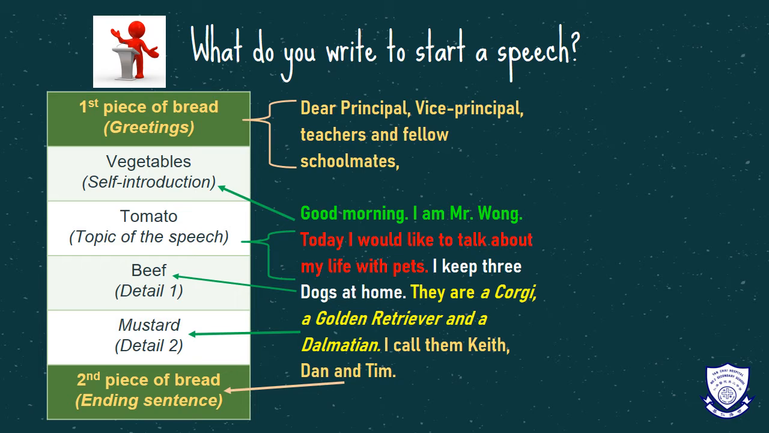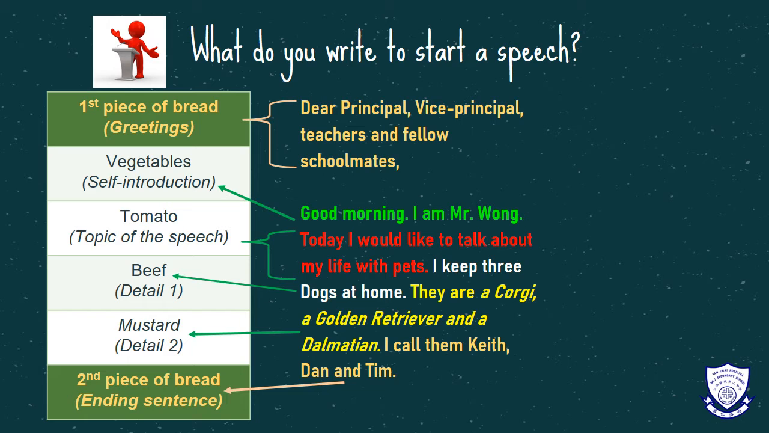We are now in the part of what do you write to start a speech. The first part is Dear Principal, Vice Principal, teachers, and fellow schoolmates. These words belong to greetings. And that is the first piece of bread of a hamburger. The following sentences, Good morning, I am Mr. Wong. These two sentences are green in color and they are actually part of self introduction. So they are green and they kind of remind readers of vegetables, maybe cabbage, in a hamburger.